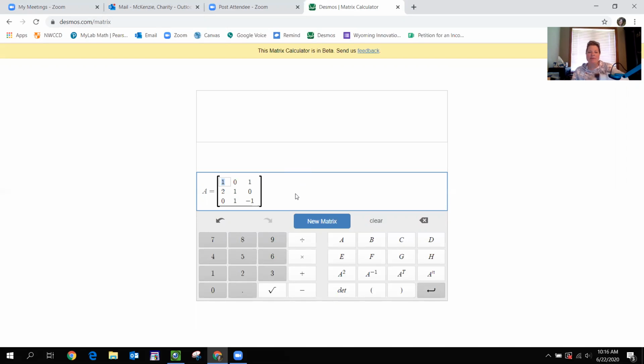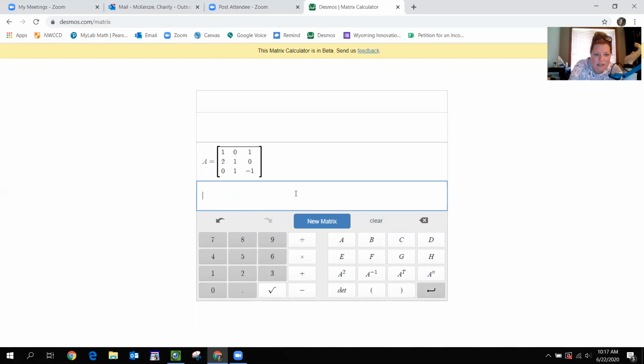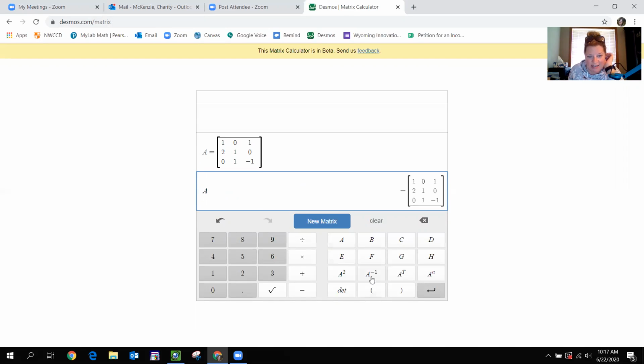Okay, so there I am. What I did was I said matrix A is this. Okay, enter. That's matrix A. Then what I could say is I would like to take matrix A and do the inverse. And look, doesn't that match my inverse? Voila, it does.